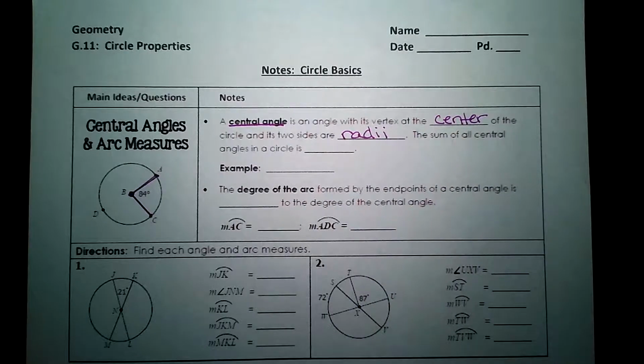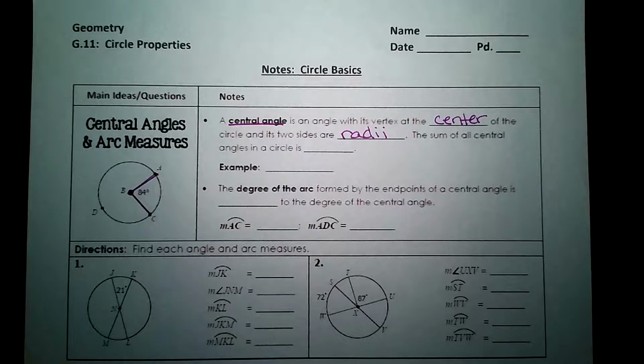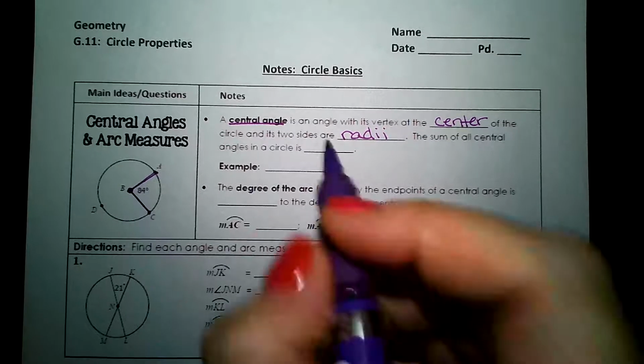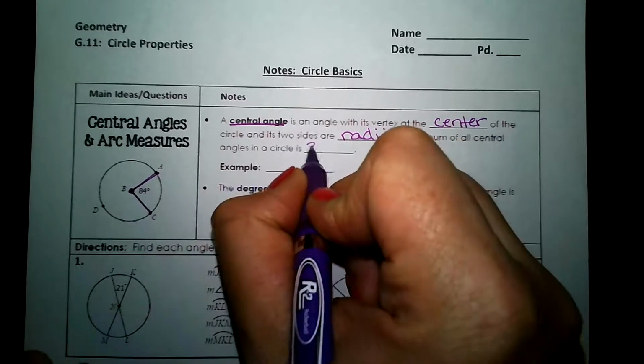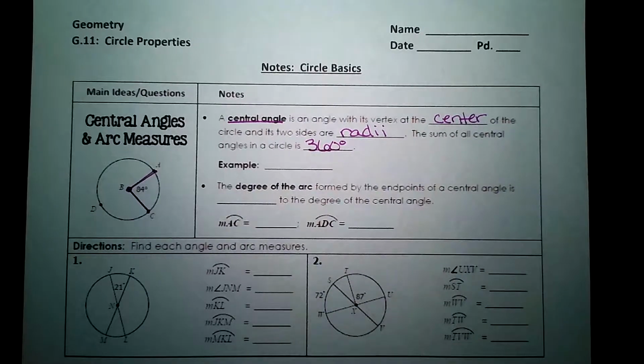Our central angle is at the center of the circle. That makes sense, and it extends out down the radii. The sum of all central angles in a circle, if you were to add up all the different central angles that get cut up into a circle, is a total of 360 degrees. All the way around a circle is 360 degrees.